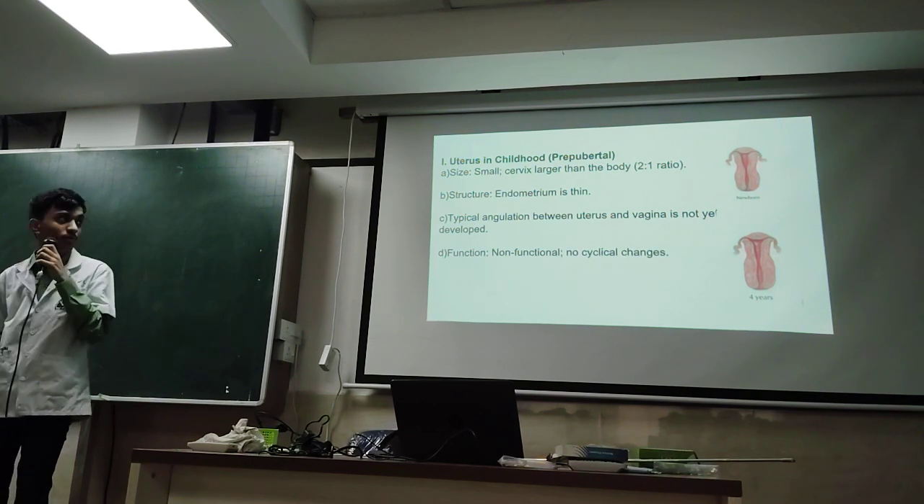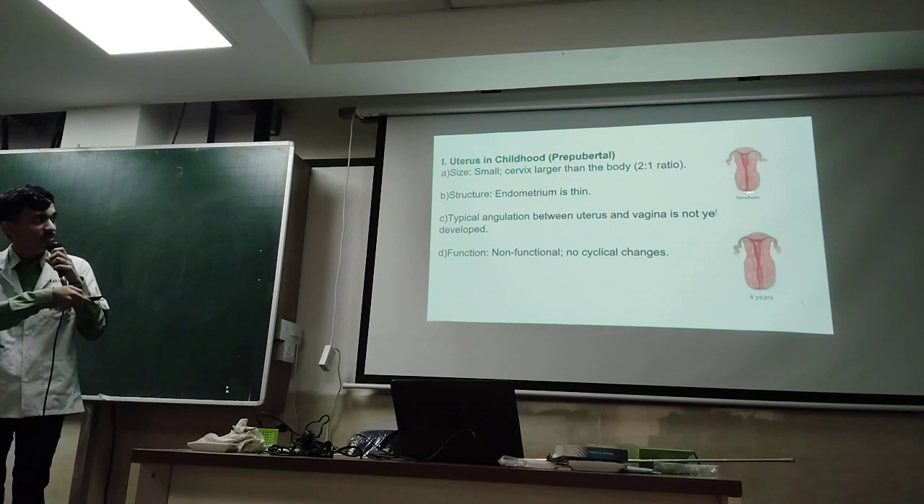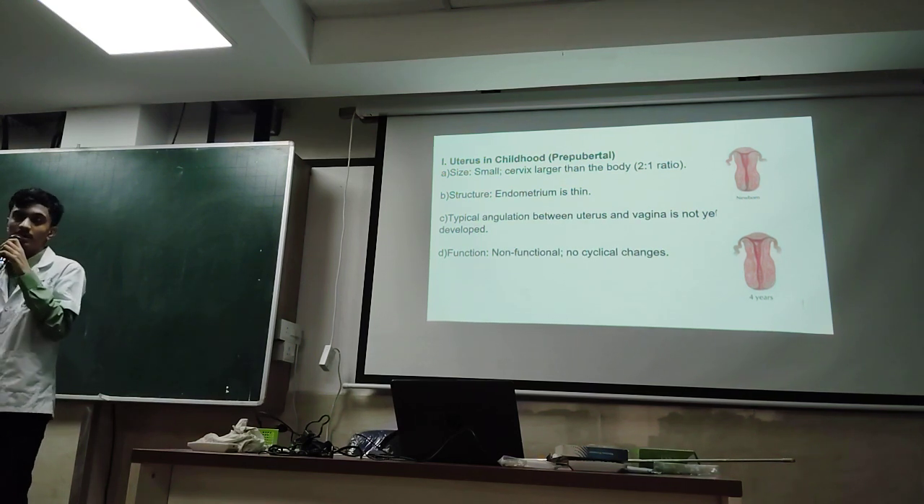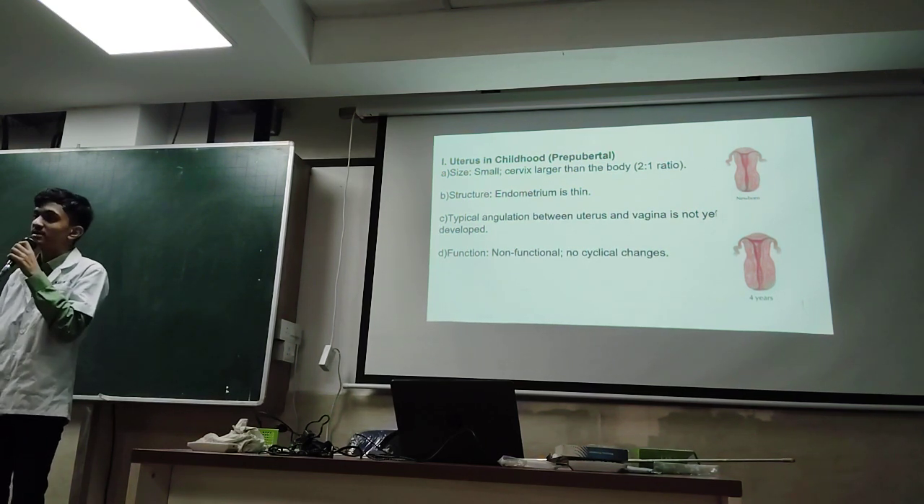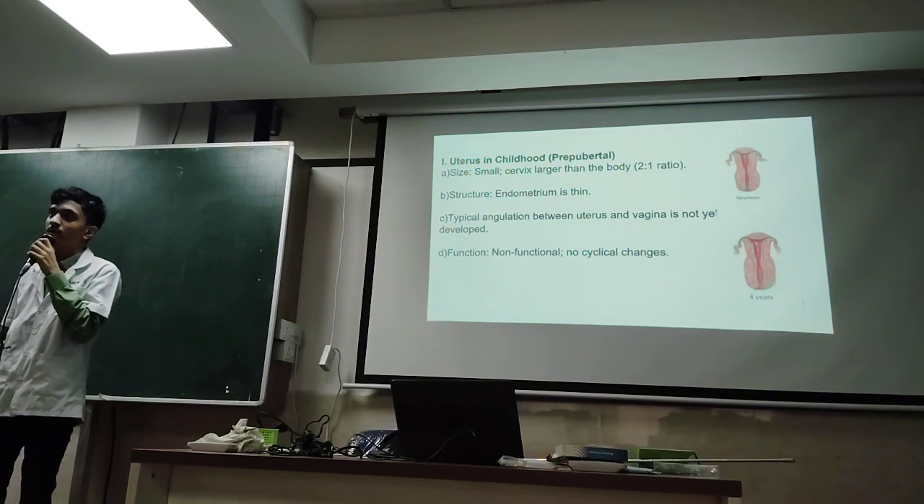Firstly, the uterus in childhood. In childhood, the uterus is small and, as you can see in the diagram, the cervix is larger than the body. The endometrium is thin and the typical angulation that is present between the vagina and uterus is absent. Also, no menstrual cycle occurs during childhood.